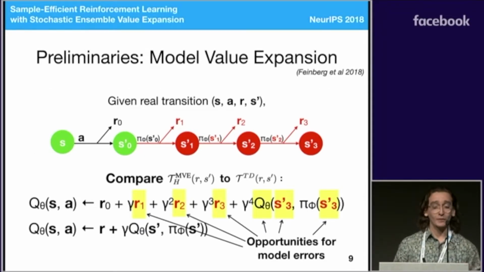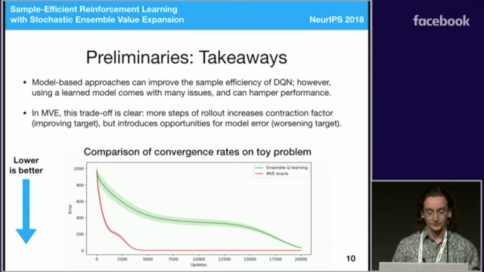So, going back to our comparison of these two targets, we can see that there are many opportunities for model errors to affect the NVE target, but none in the case of the TD target, which of course makes sense because standard TD learning is model-free. So, hopefully that gives everyone a good sense of the factors at play here. Model-based approaches can improve the sample efficiency of DQN, but using a learned model comes with many issues and can hamper performance. In model value expansion, this trade-off is clear. More steps of rollout increases the contraction factor, but introduces opportunities for model error.